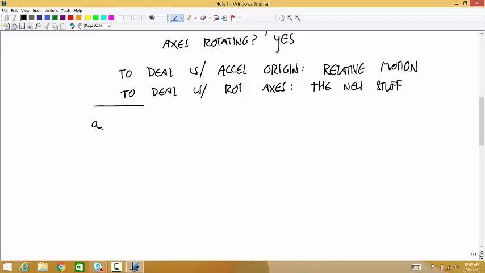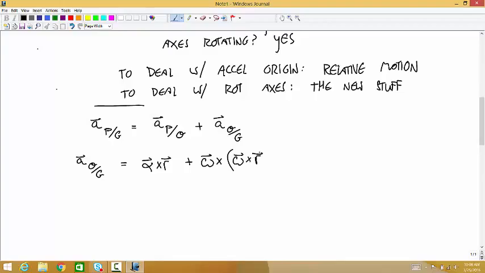first of all, the acceleration of Pete relative to the ground is equal to the acceleration of Pete relative to the origin plus the acceleration of the origin relative to the ground. Well, let's get the easy one out of the way first. The acceleration of the origin relative to the ground. How are we going to calculate that? Yeah, that's right. So we're going to use alpha cross r plus omega cross quantity omega cross r.